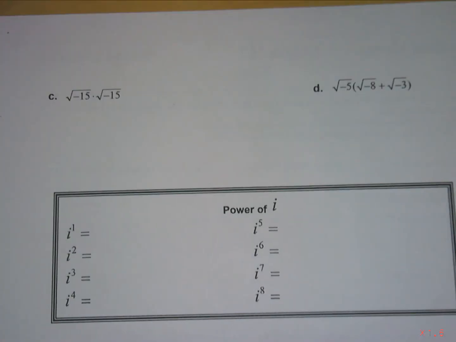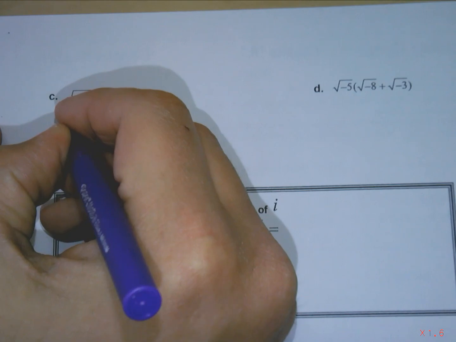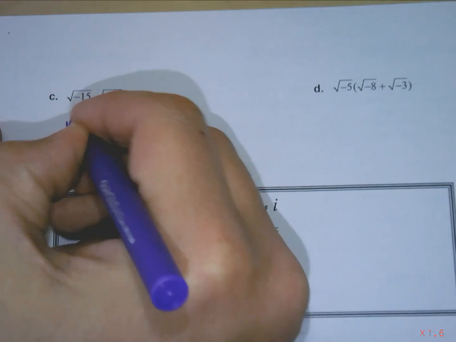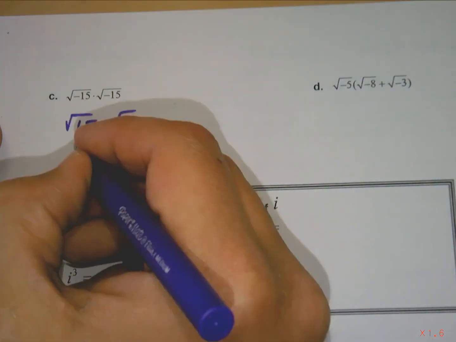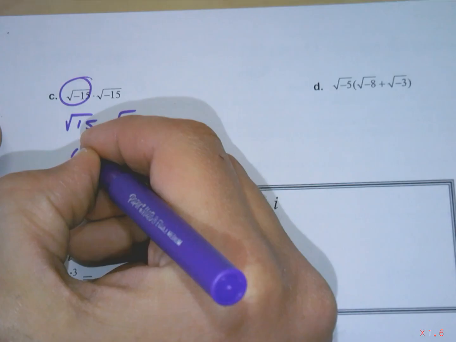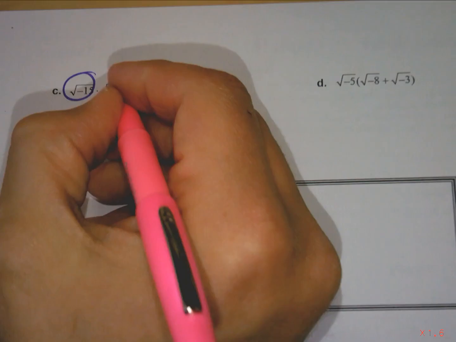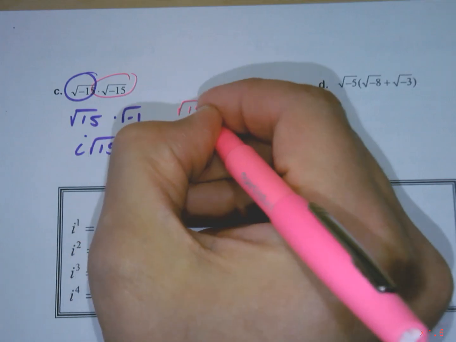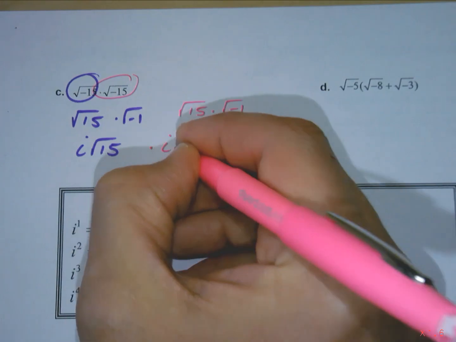So as we take a look at C, again, we want to get the i out. I have the square root of negative 15, so break that down. That's the square root of 15 times the square root of negative 1. If I simplify that one, that's just i root 15. And I'm going to break this one down. That's the square root of 15 times the square root of negative 1, which is also i root 15.